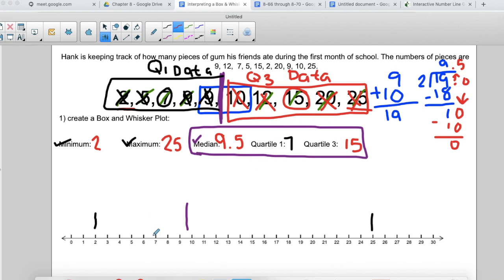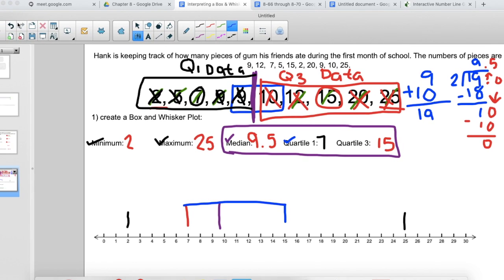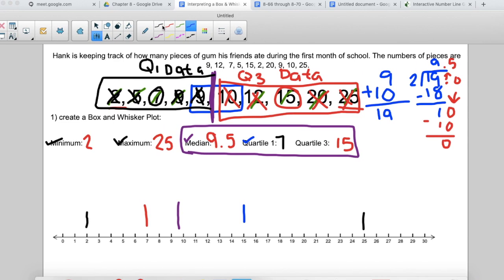Then I'm going to go and graph my quartile 1. Again, I'm going to make it about the same height as my median. And then I'm going to graph my quartile 3. Now, these 3 bigger lines, like I said before, are going to connect. I don't want to use blue. Let's use black. They are going to connect to make our box.